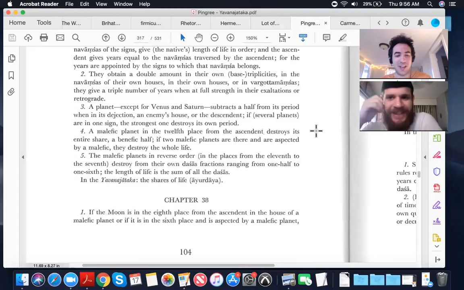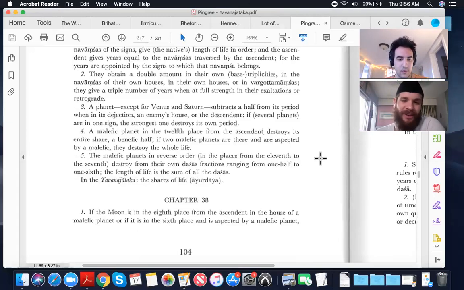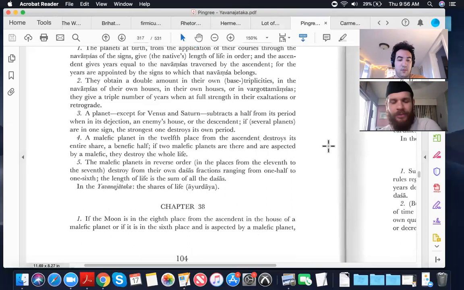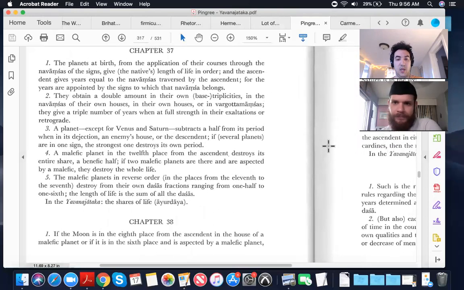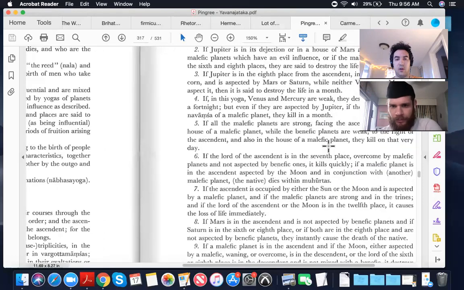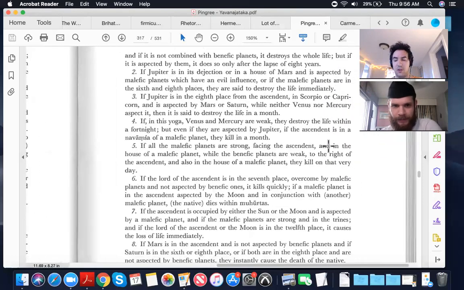Next chapter, okay, chapter 38. Chapter 38 deals with bad combinations, and I read them all, and they all make sense. We have the typical 6, 8, 12 combination, malefic aspect. So it's very straightforward, very easy, I guess. Right. Yeah. Makes sense in my opinion. Yeah, it is pretty straightforward. Is there any of it we wanted to talk about a little more? Not necessarily.